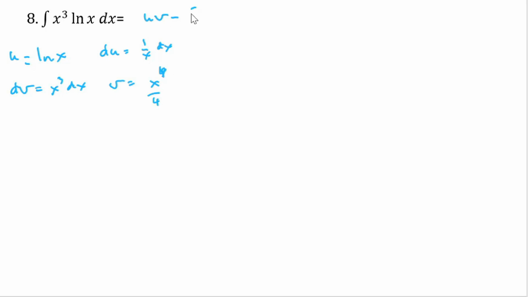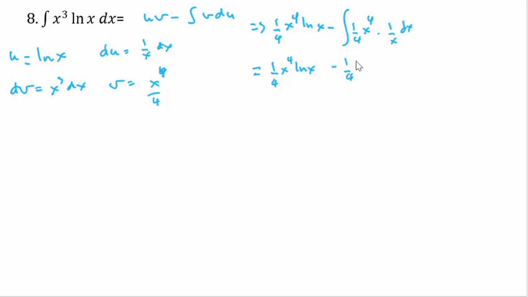So using the formula, we can now have the product of uv, which is 1/4 of x raised to 4 ln of x, minus the integral of 1/4 of x raised to 4 times 1 over x dx. So simplifying the second term, I can write the first term 1/4 of x raised to 4 ln of x, minus 1/4 and then the integral of x raised to 4 times 1 over x.